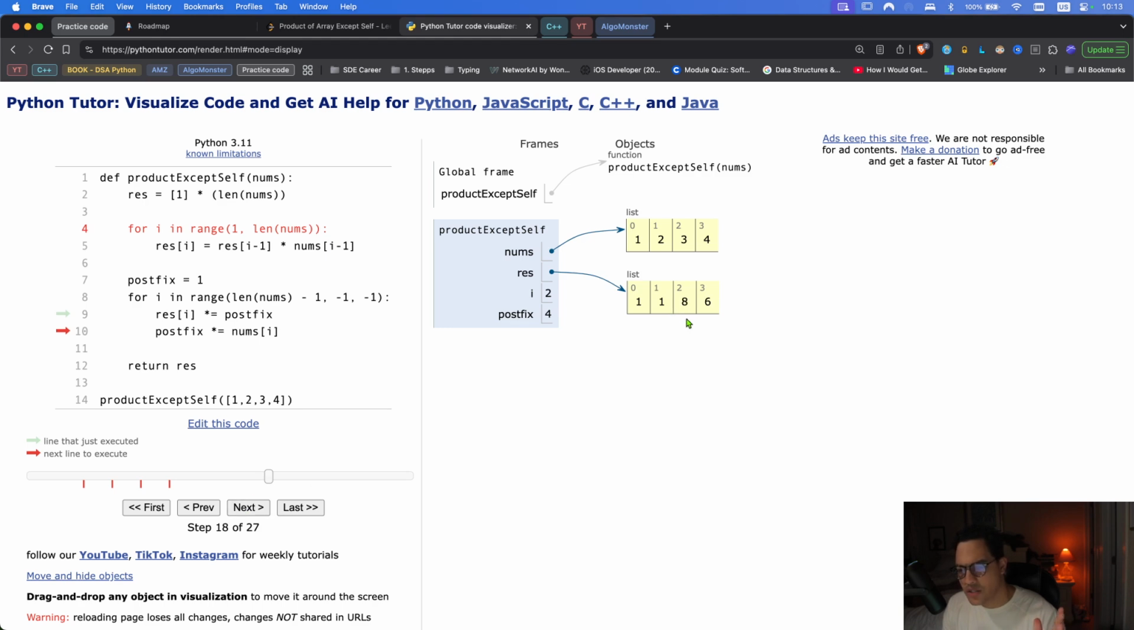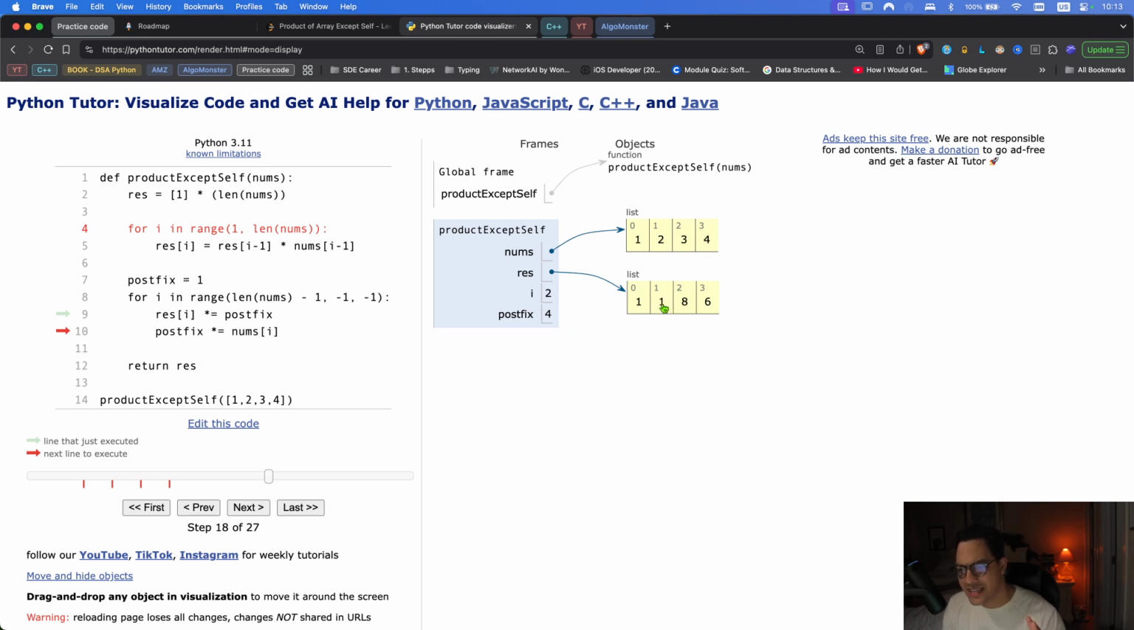Great. So now we have the two products from the right side after we calculate it from the right. To that point, we're good. Now we update the postfix. Again, the postfix is going to be 4 times the nums at index 2. The nums at index 2 is equal to 3. So 4 times 3, it's equal to 12.